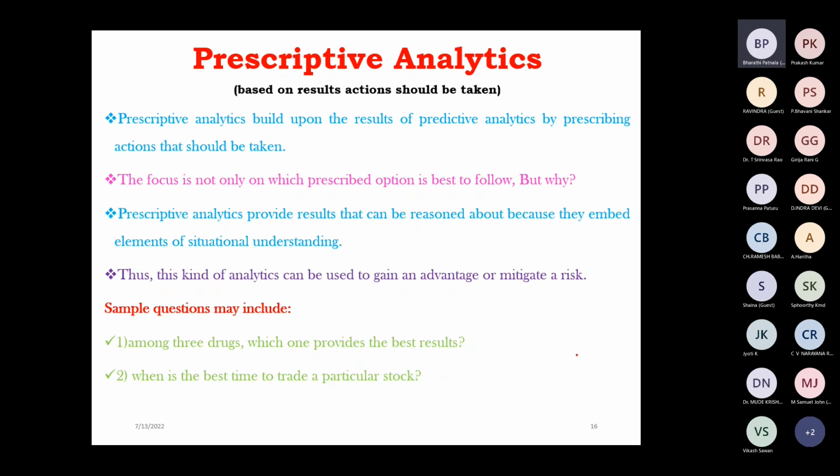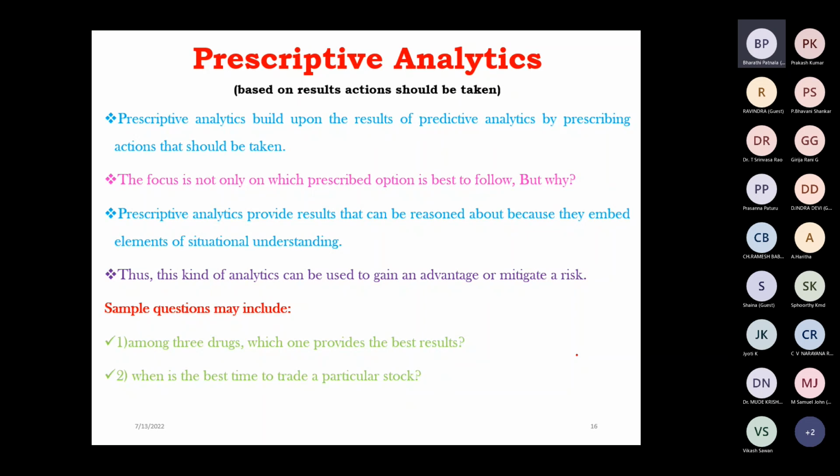So in predictive analysis, we are getting some result, that this one is better for the future. So in prescriptive, we can take a result. So when we do this particular thing, what is that action? Okay, like that we are getting. So this kind of analytics is used to gain an advantage, or sometimes it may be a risk.